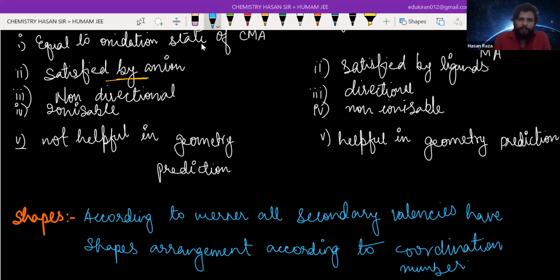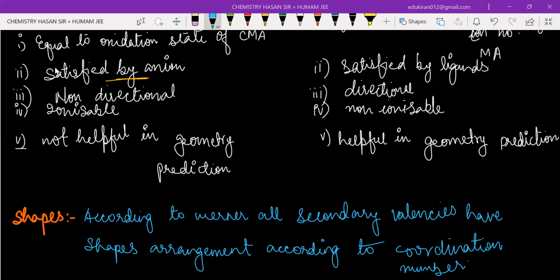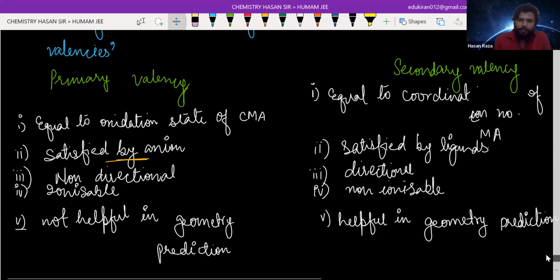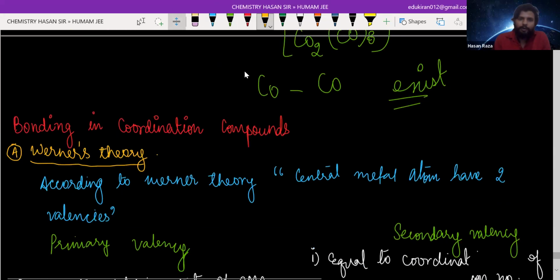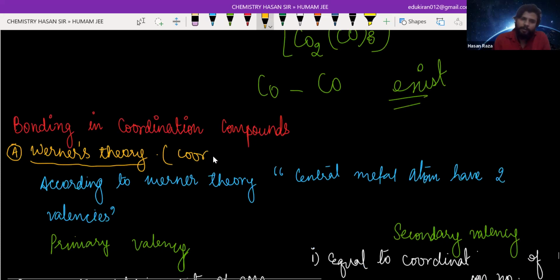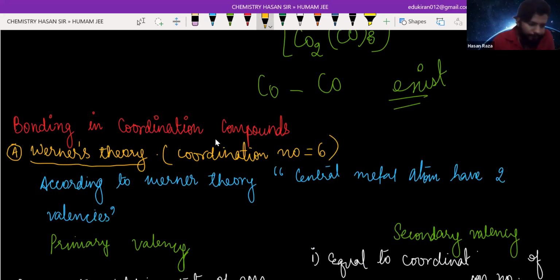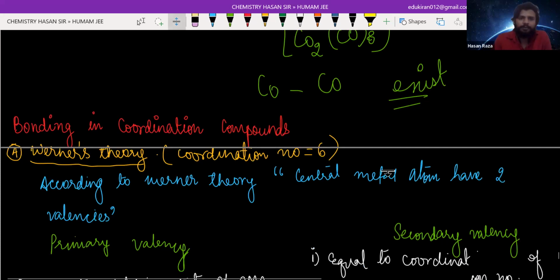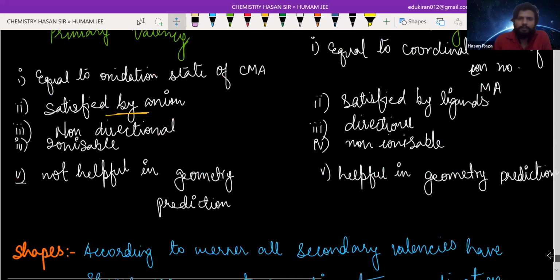Let me know when you are done with this. Done, sir. Okay, what I told you, Werner theory is all about, you can write in bracket here, coordination number 6. Coordination number equals to 6. Write it as well. So very simple it is.